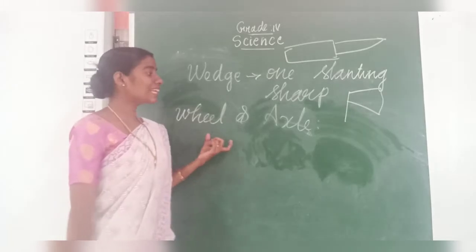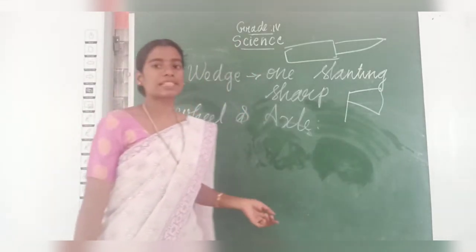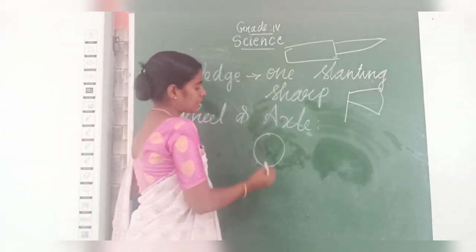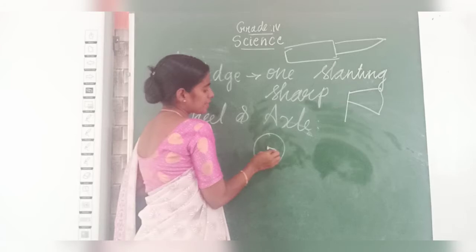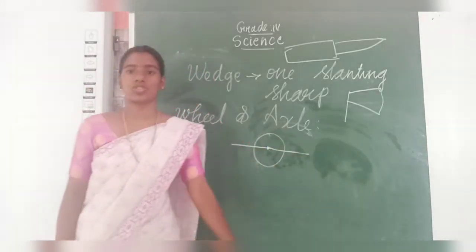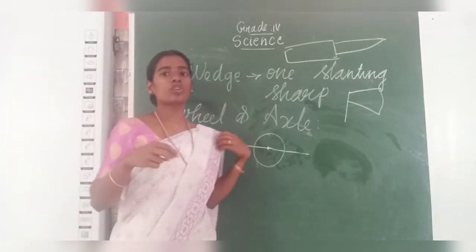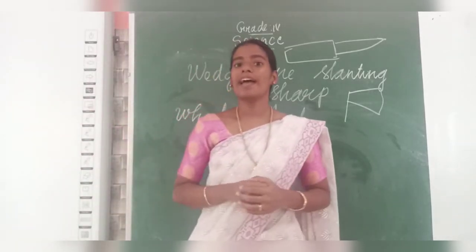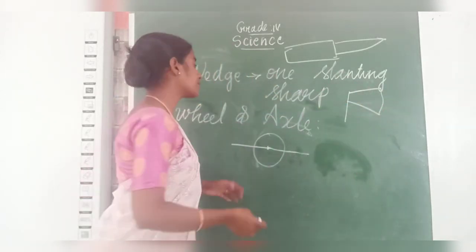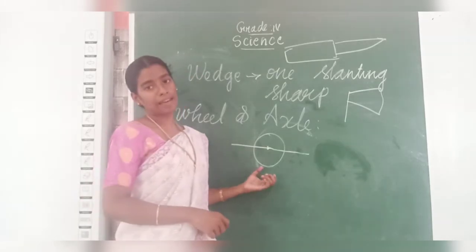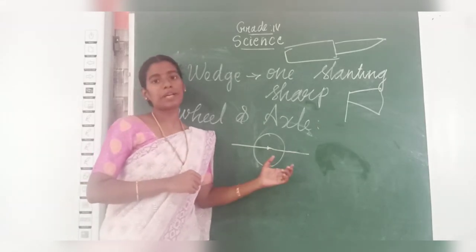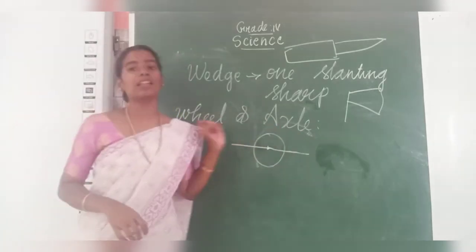Next one is wheel and axle. What is this wheel and axle? Wheel, we know, cars, bikes, buses have wheels, right? In the center of the wheel, there is a rod-like structure to join and hold the wheel strong. In between two wheels there is a rod-like structure. Usually in trucks, buses and cars, you will have a rod-like structure in the center of the wheel. This is nothing but called the axle of the wheel.